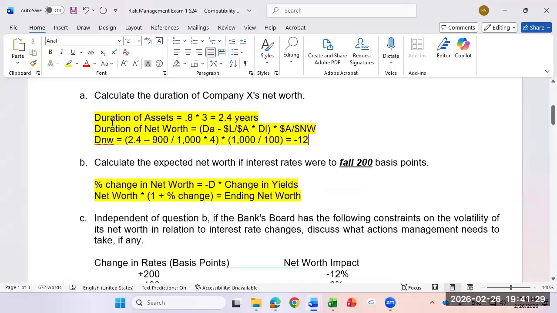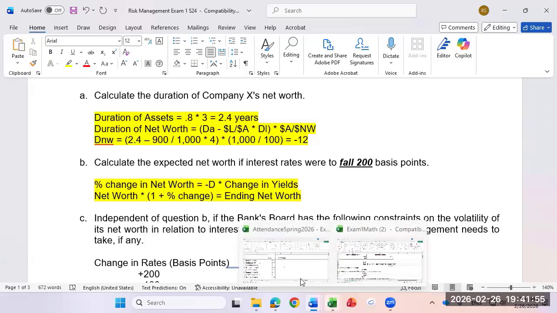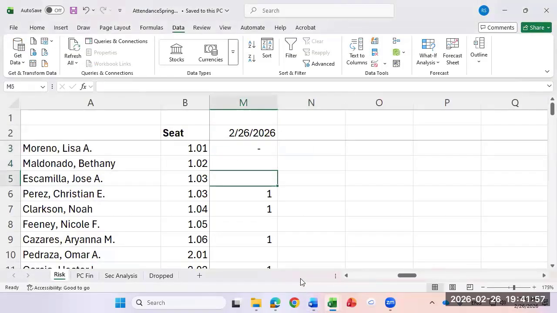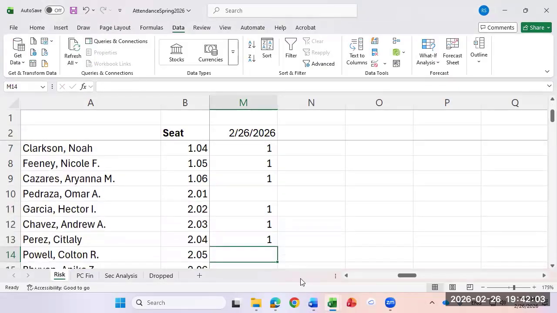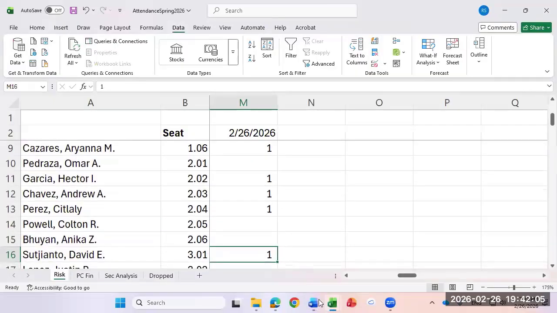If we can get one person to confirm that looks right, let me know. That's right. All right.